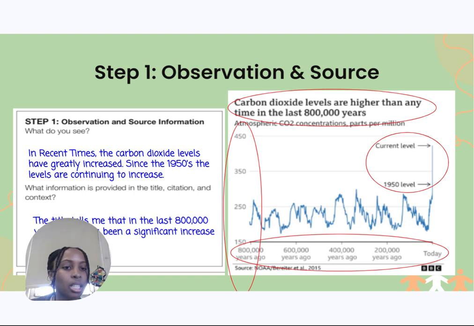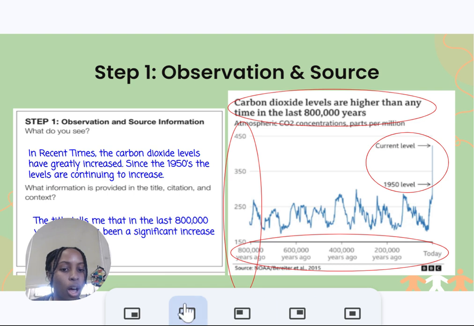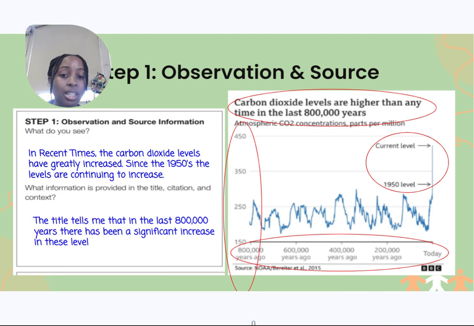In step one, I'm just going to write my overall observations. I'm going to say that in recent times, the carbon dioxide levels have greatly increased. Then I state a specific point that I noticed: in the 1950s, the levels continue to rise. Then I talk about the title and what I see in the text. I'm going to do a quick summary in my own words of what the title is telling me. I say that the title is telling me that over the last 800,000 years, there has been a significant increase in CO2 levels.